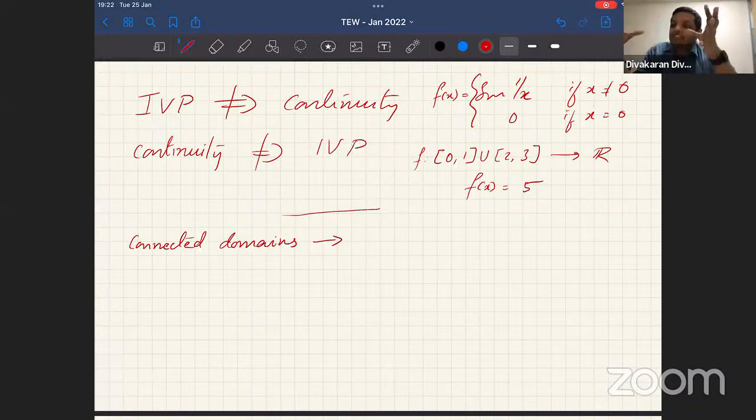The set of all real numbers greater than 2 is a connected domain. But basically, it is one of these things. It's an interval. It's of the form of an interval, and those are the only connected domains.